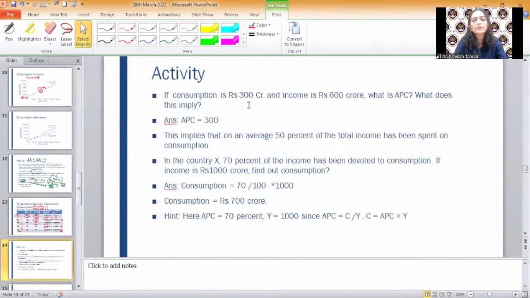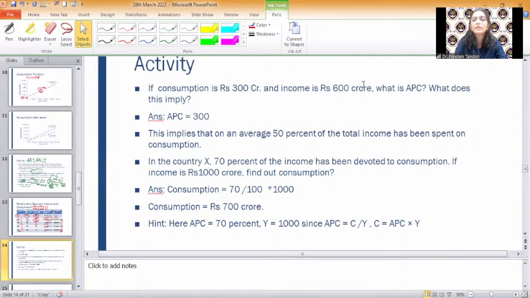So this is another question. If consumption is 300 crore and income is 600 crore, what is APC and what does it imply? You can calculate APC simply. Income is 600 crore, consumption is 300. So 300 by 600 is 0.5. APC is 0.5. And this implies that, on an average, 50% of the total income the country is spending on consumption.